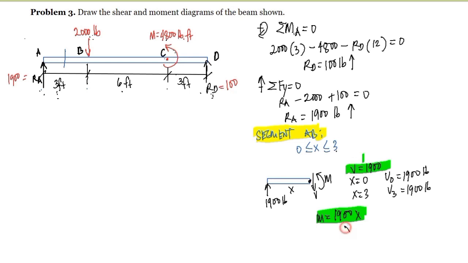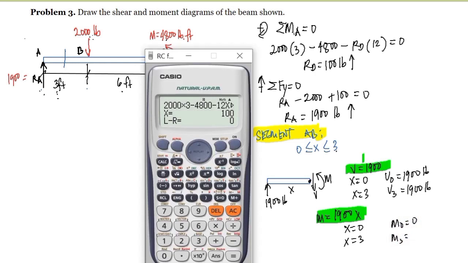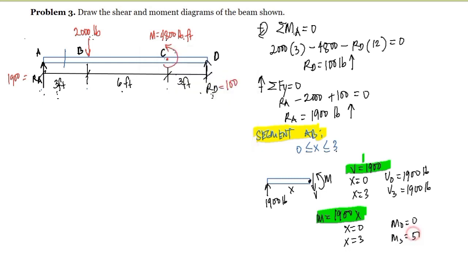So at x is equal to 0 and at x is equal to 3, let us test. The moment at 0, of course, is equal to 0. And the moment at 3, we have 1,900 times 3. That is equal to 5,700 pound-foot. We will not sketch the shear and moment diagrams for the segment AB yet.